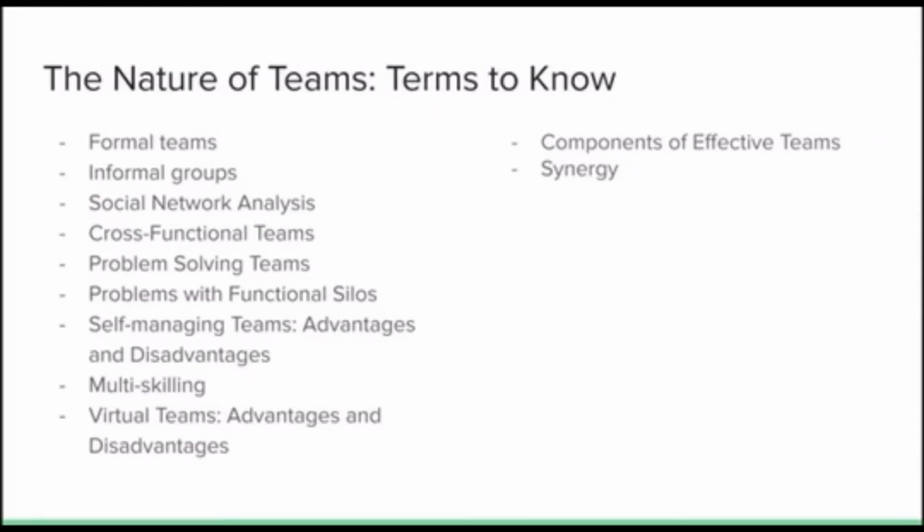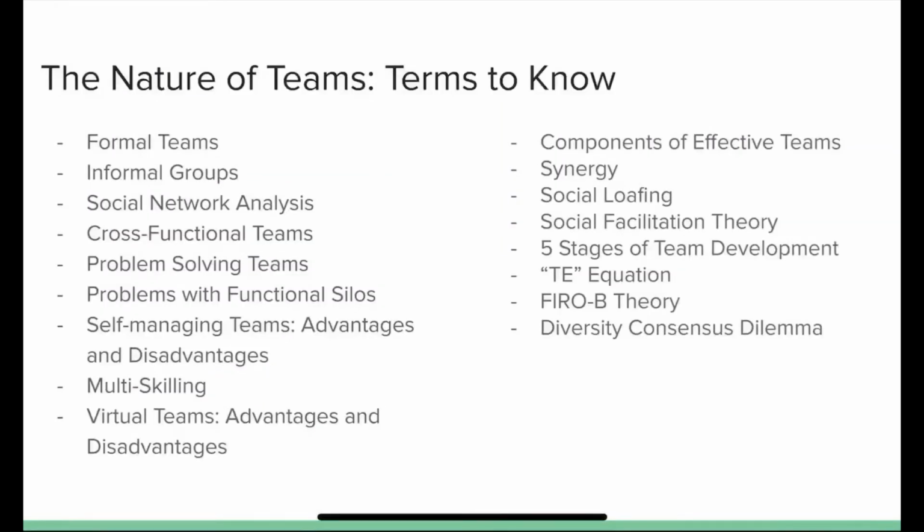The three main components of effective teams are high levels of task performance, member satisfaction, and team viability. Synergy is the creation of something that, as a whole, is greater than the sum of its parts. Social loafing is the tendency of people to work less hard in a group setting than they would work individually.